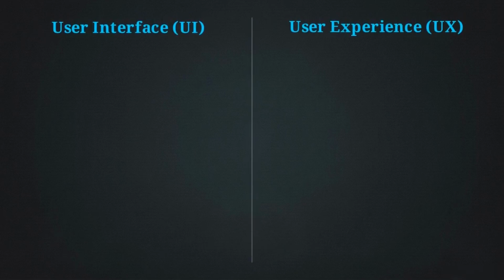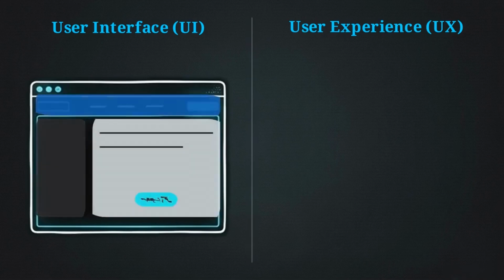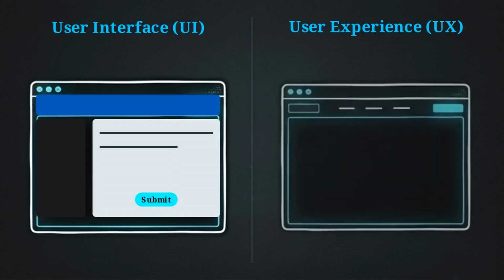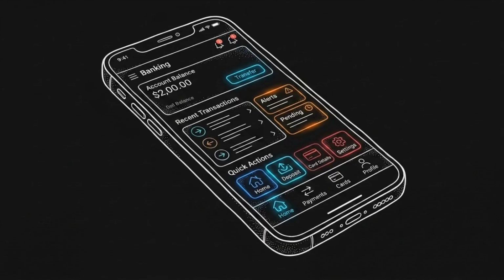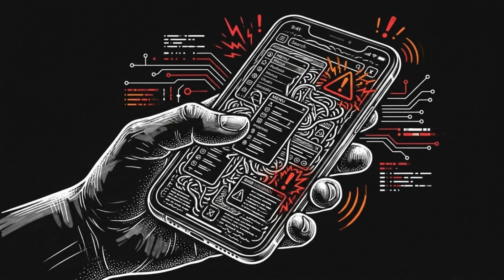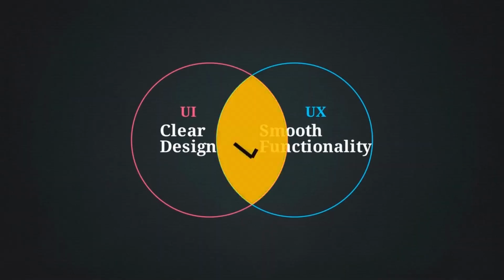People often confuse user interface with user experience. UI focuses strictly on appearance, the specific layout, colors, and button styles. UX measures how it actually feels to use those buttons, tracking your overall satisfaction, task speed, and how easy the process is. An app might have a gorgeous interface with modern colors, but if you can't figure out how to transfer money, the experience is terrible. A successful product requires both clear design and smooth functionality.